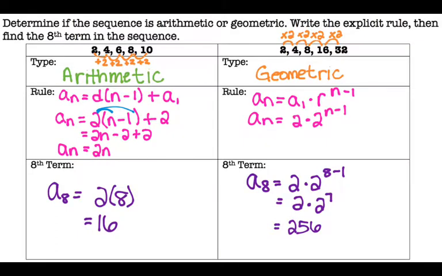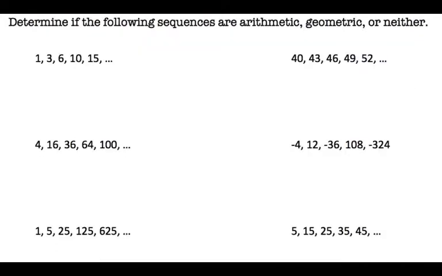All right, determine if the following sequences are arithmetic, geometric, or neither. So I'm going to be trying to see if it has a common ratio or common difference. So to go from 1 to 3, I added 2. From 3 to 6, I added 3. 6 to 10, I added 4. 10 to 15, I added 5. So that's not a common difference or a common ratio, so that one is neither.